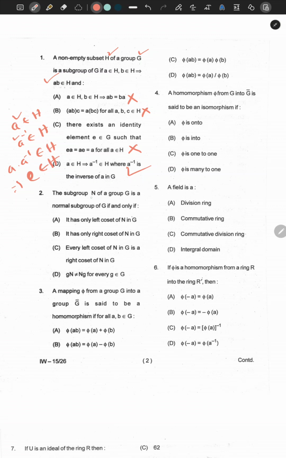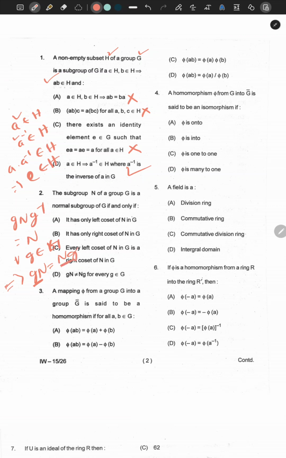In this question, a subgroup N of a group G is a normal subgroup of G if and only if. Okay, normal subgroup. What is the definition of normal subgroup? A subgroup is a normal subgroup when it satisfies that g n g inverse equal to N for all g belongs to group G. From this we can conclude that gN equal to Ng. What does this imply? This implies that every left coset is also a right coset. This is the left coset, this is the right coset.